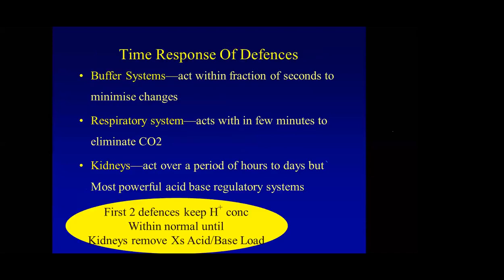So what is the time response of all these defenses? You can see this. It's so important that within whatever the changes are, within a few seconds to minutes, everything comes into place. That is your buffer system, your respiratory system, and the renal system. So all these three systems come into place to defend the acid and base metabolism. The first two defenses keep the hydrogen ion concentration within normal until the renal system either increases or decreases the intake or removal of the hydrogen ion as an acid or a base.